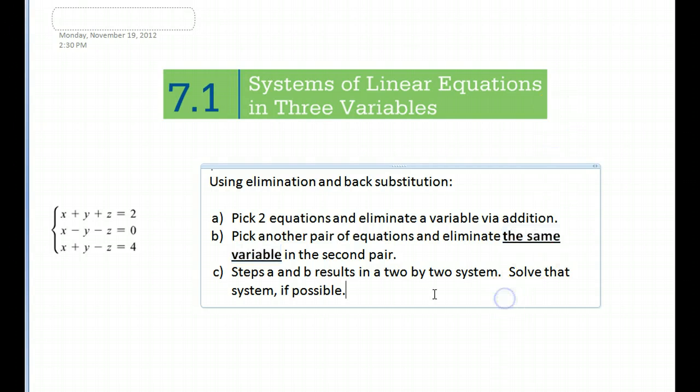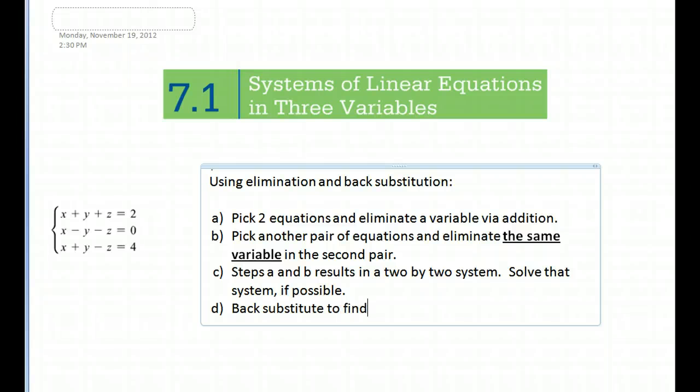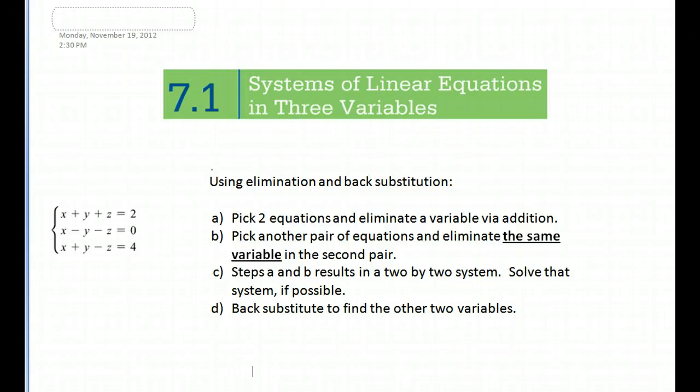And then once you've done that, you've got a 2x2 system. You've eliminated one of the 3 variables in part A, so that's 2 variables. You eliminate the same variable in the second pair, so that's going from 3 down to 2. So you're going to have a 2x2 system. Then you solve that 2x2 system if possible, and then I didn't write it in here, but you back substitute. We'll talk about what that is when we get there. So we back substitute to find the other 2 variables. Alright, so let's just go through it so you get an idea how it works.